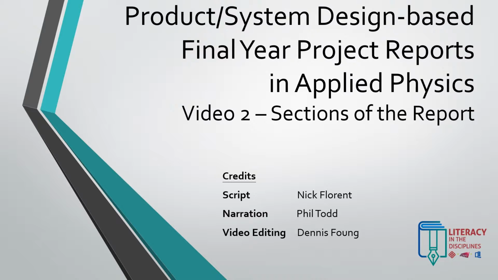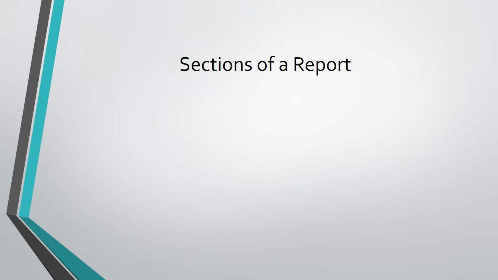This is the second video to help applied physics students to write product or system design-based final year project reports. In this video, we will look at the structure of the reports. It is important to note that your department may have specific conventions for research papers, and your lecturer might specify the sections you need to include in your report.